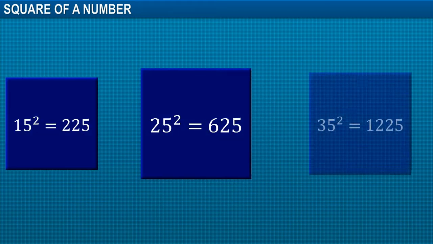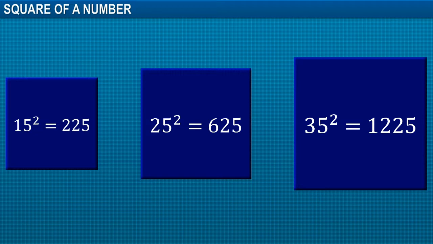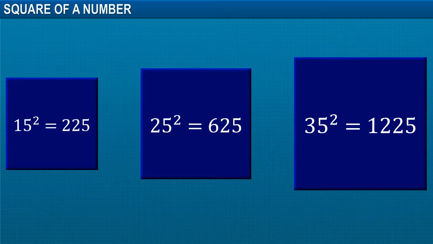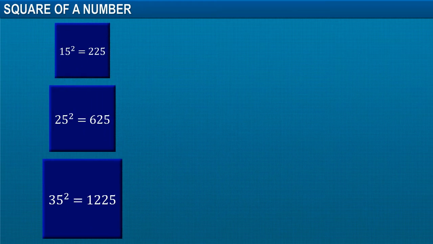Now, consider these numbers and their squares. On observing carefully, a pattern is seen. The last digit of all these numbers is 5, and the last two digits of their squares is 25. Now, let's analyze this pattern further.